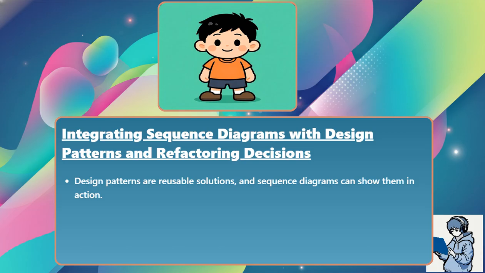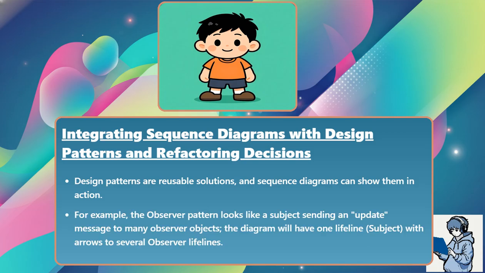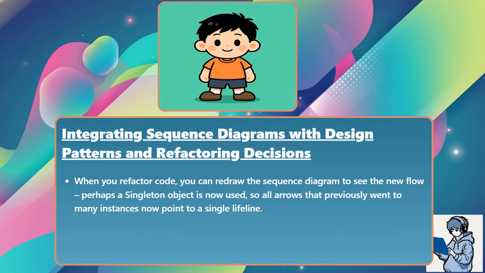Design patterns are reusable solutions, and sequence diagrams can show them in action. For example, the observer pattern looks like a subject sending an update message to many observer objects. The diagram will have one lifeline with arrows to several observer lifelines. When you refactor code, you can redraw the sequence diagram to see the new flow.